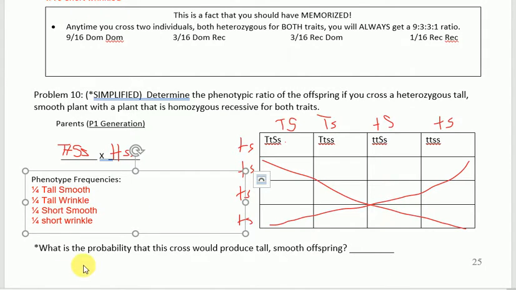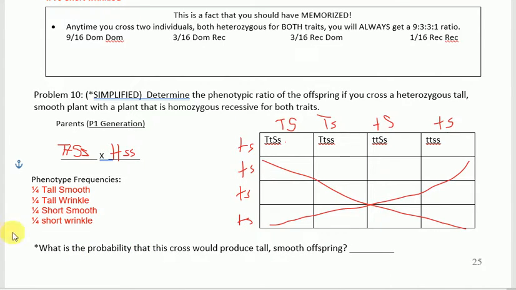So, based on what we found out, what is the probability that this cross would produce tall, smooth offspring? All you're going to do is look at what you figured out. 1 out of 4, that's 25%. And that is your answer.